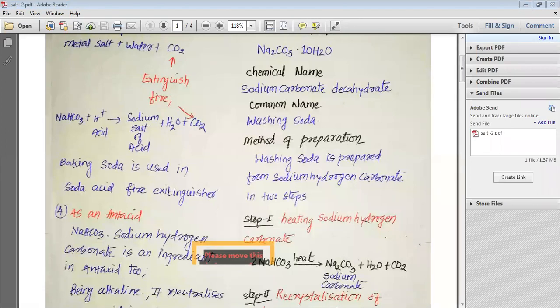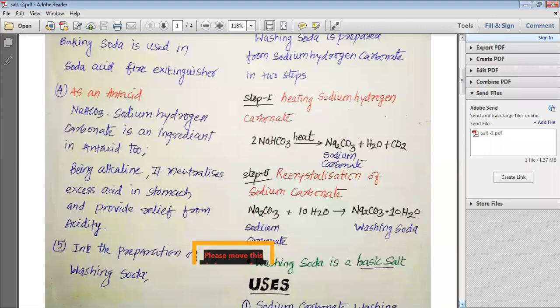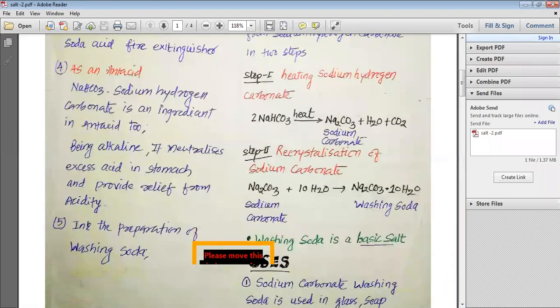Okay, now let's move to the fourth use of baking soda. The fourth use is as an antacid. NaHCO3, that is sodium hydrogen carbonate, is an ingredient in antacids. Being alkaline, NaHCO3 is made up of sodium hydroxide and H2CO3. Sodium hydroxide is a strong base, whereas H2CO3 is a weak acid. So it is a basic salt, and being basic or alkaline in nature, it neutralizes the excess acid that is produced in the stomach and provides relief from acidity.